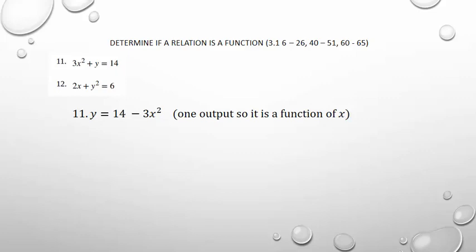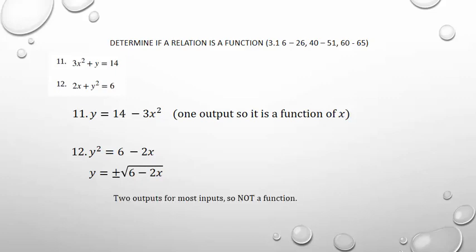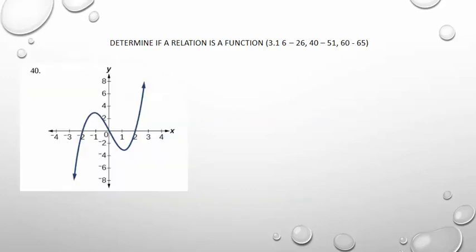Number 12, however, because of the y squared, is going to wind up being not a function. If we try to solve for y, we get y squared is 6 minus 2x, and I have to take the square root of both sides, but when we do that, we have plus or minus, because if we square the negative, we get the same thing. So we're getting two y values for everything except for the one value there that would make it square root of 0. Every other number, you're going to have plus or minus different numbers, and you're going to have two outputs. So not a function, because most of your inputs have two outputs.